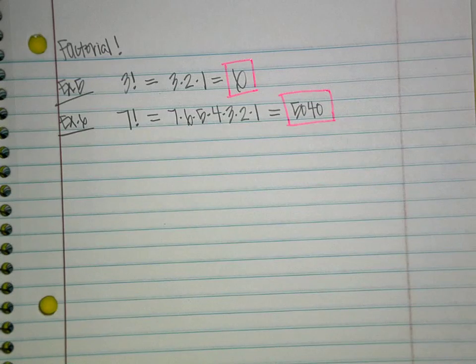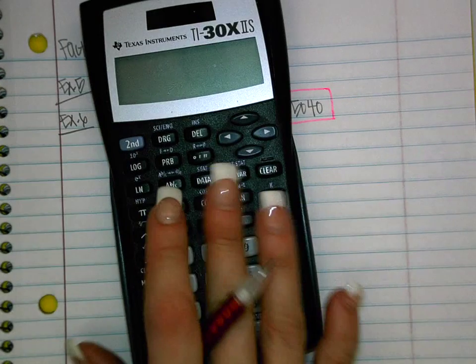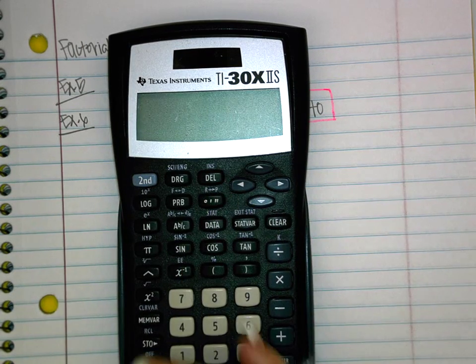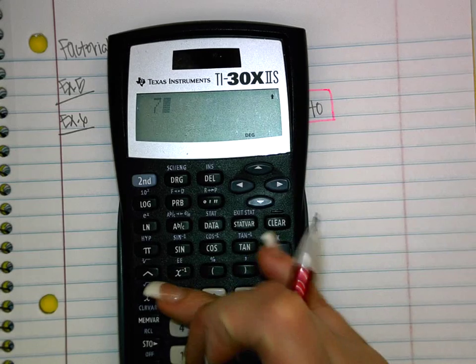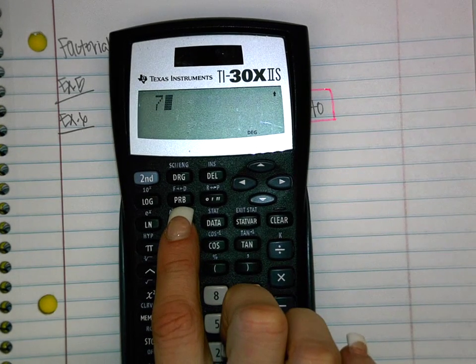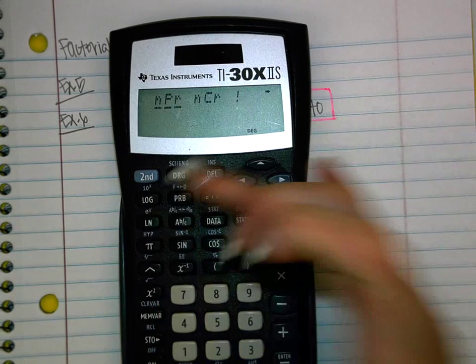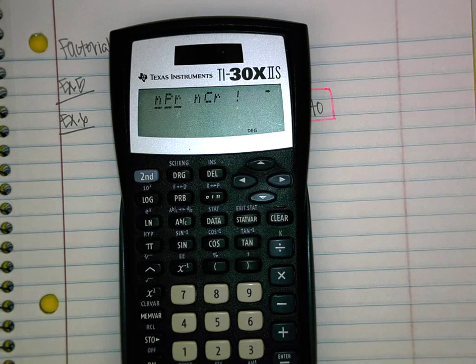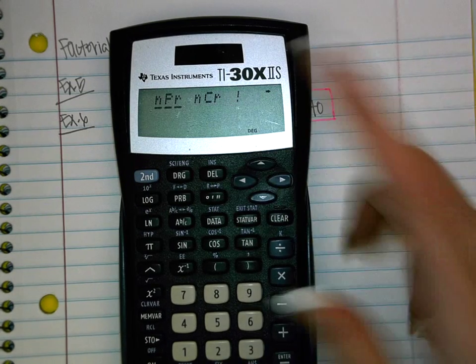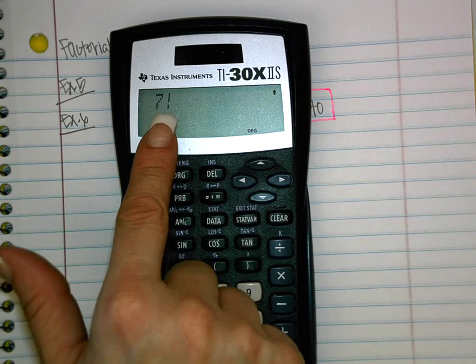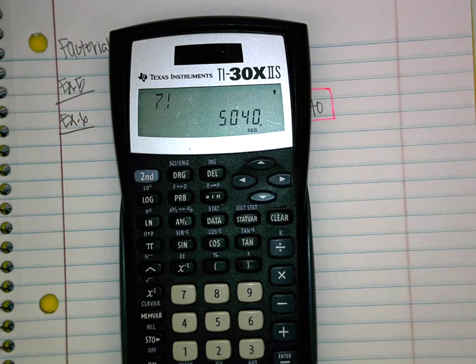If you have a calculator, this is the most common type of calculator that people have, so I'm going to show you on here. You put in your first number, so I'm going to show you 7 factorial. Then you look under the button that says PRB, that stands for probability. There are going to be 3 things here: NPR, we're going to get to that, and nCr is what we're going to do on Monday, and then the exclamation point. So you just scroll over to the exclamation point, hit enter, then you have 7 factorial on there, hit enter again, and it gives you your answer.